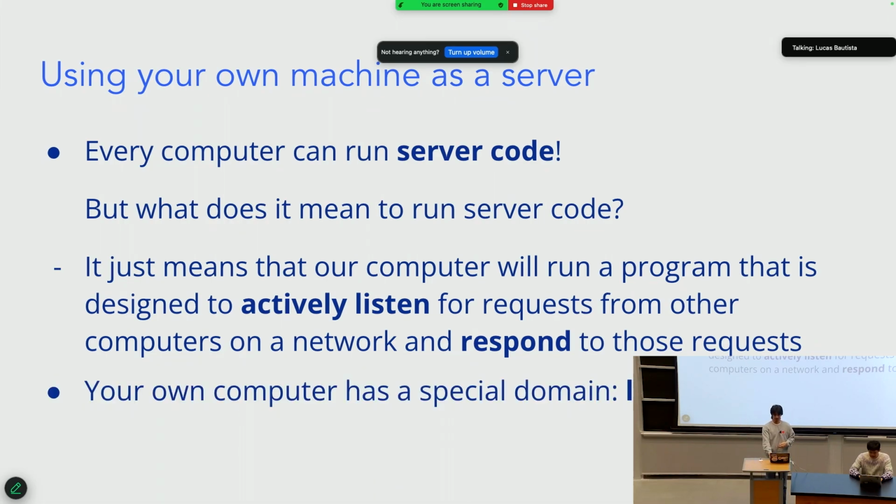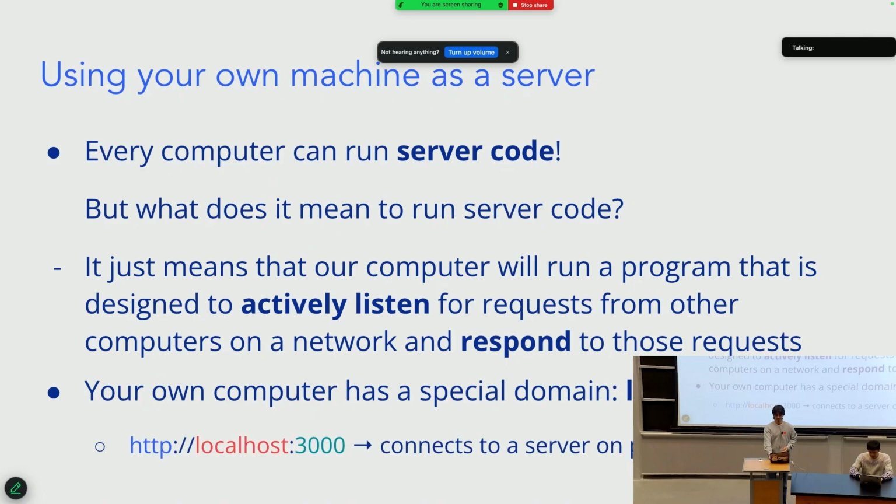So your computer has a special domain called localhost, and localhost is just like a word that represents your IP address. So whenever you type it into your browser, you're actually just sending a request to your own computer through a certain port, depending on what you put after localhost. And so this would be an example of connecting to a server on port 3000.